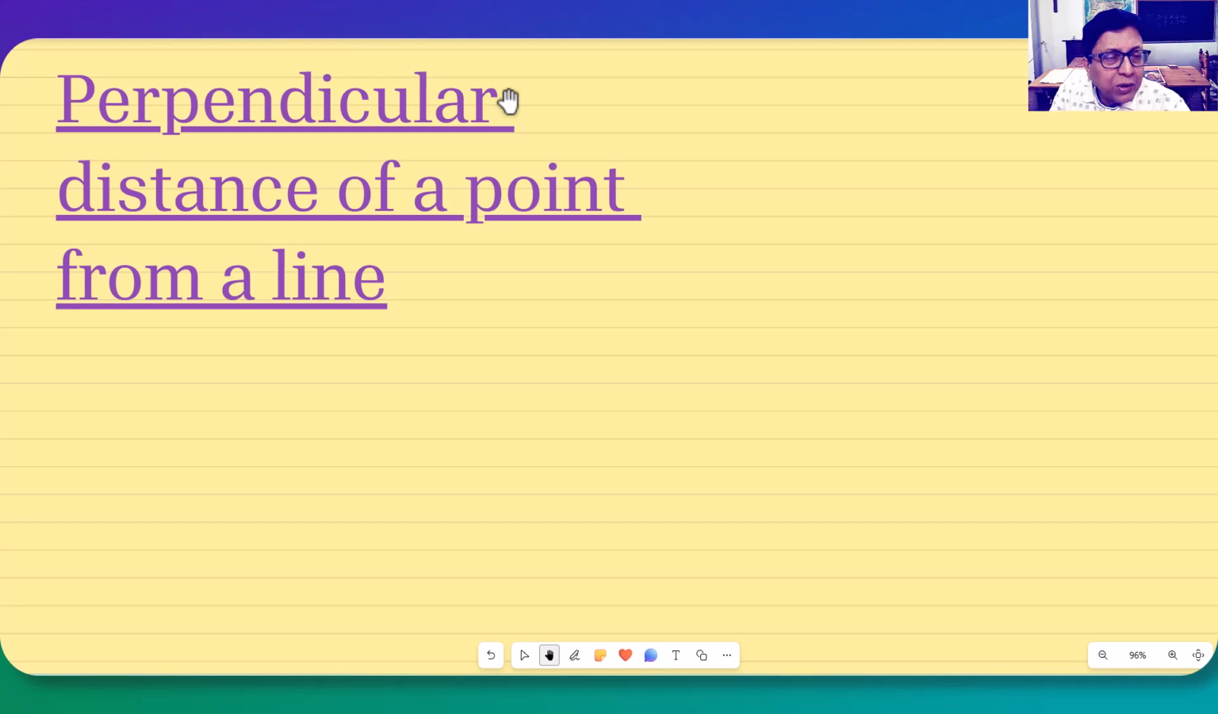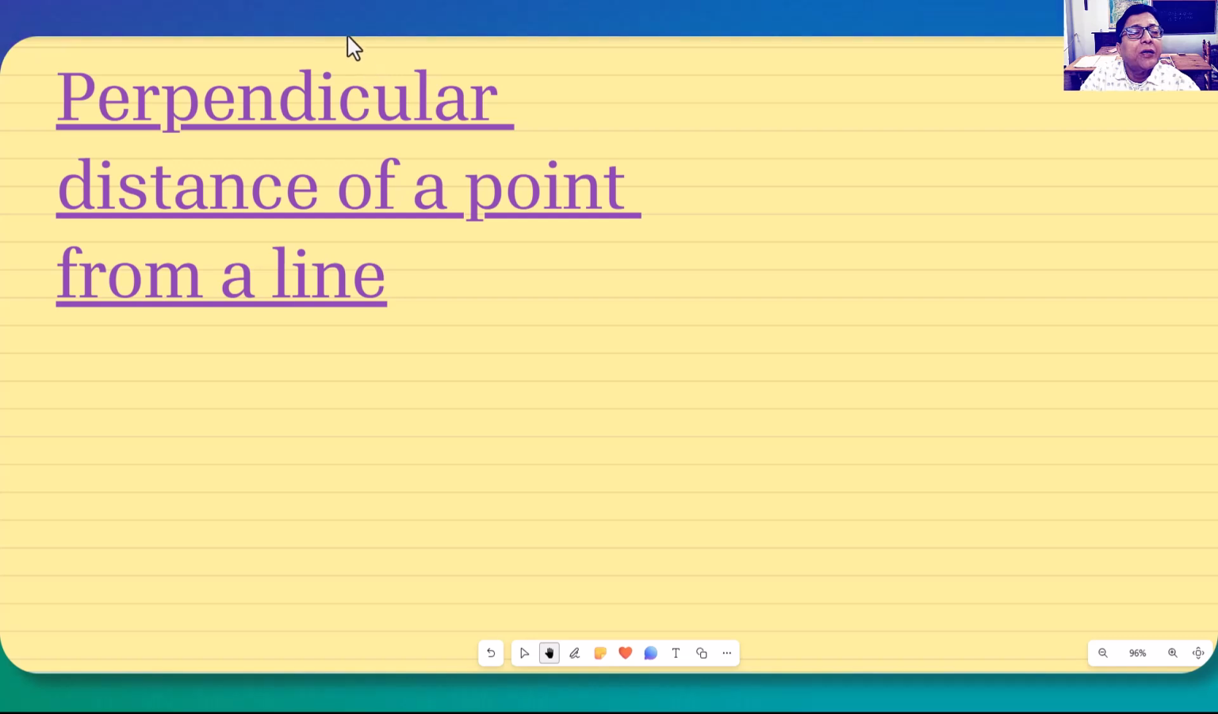You have to learn a few more things: the perpendicular distance of a point from a line, then the image of a point on a line, and then the shortest distance between two skew lines and between two parallel lines. So without wasting time, let us start understanding how to find the perpendicular distance of a point from a line.